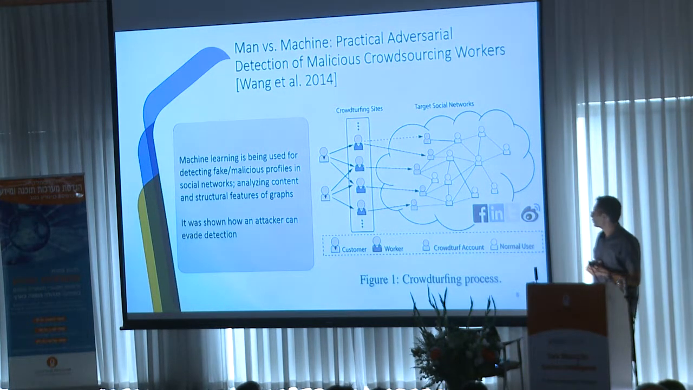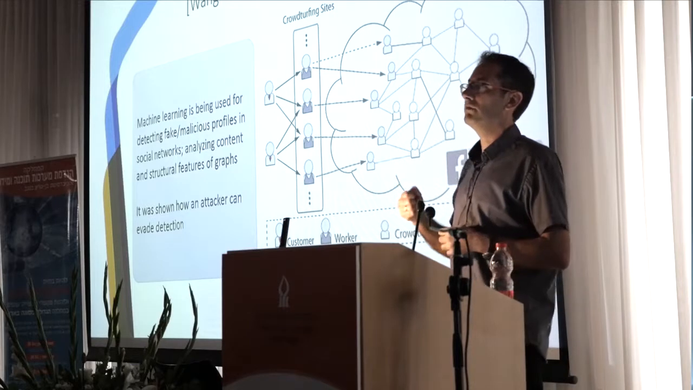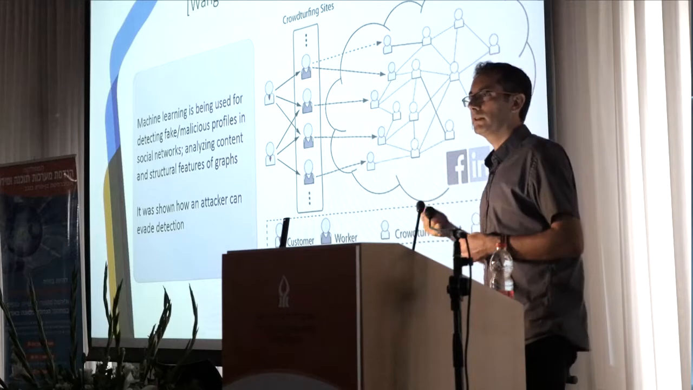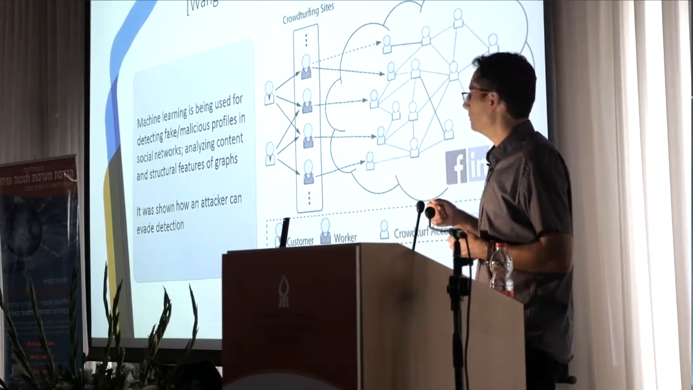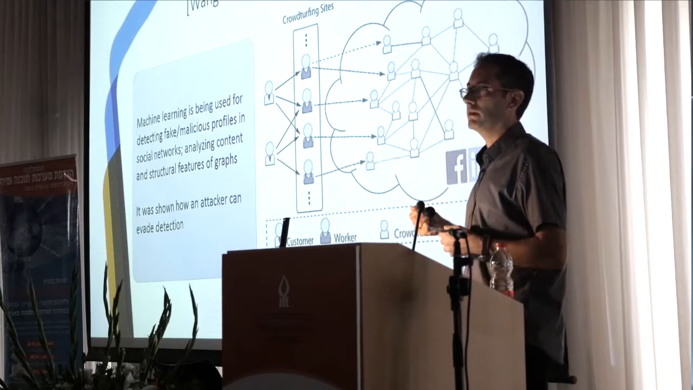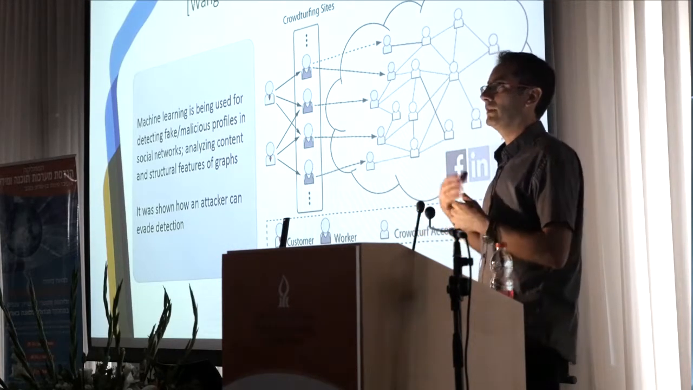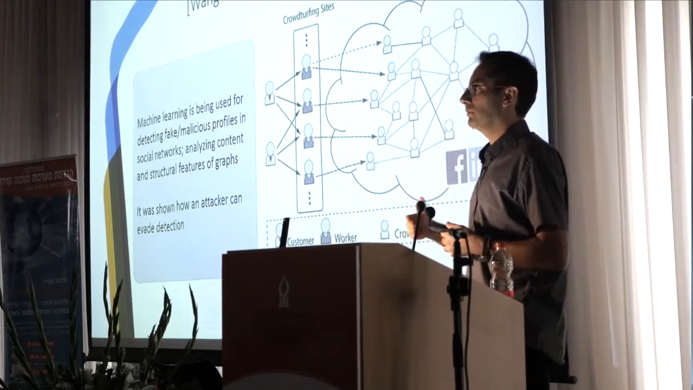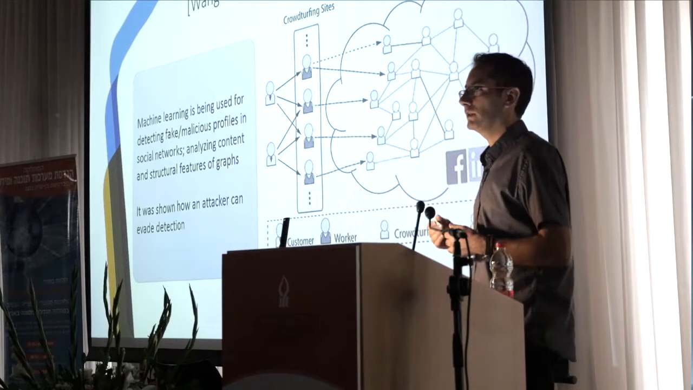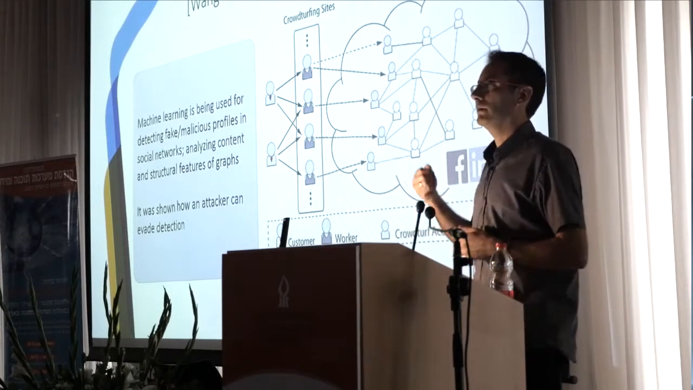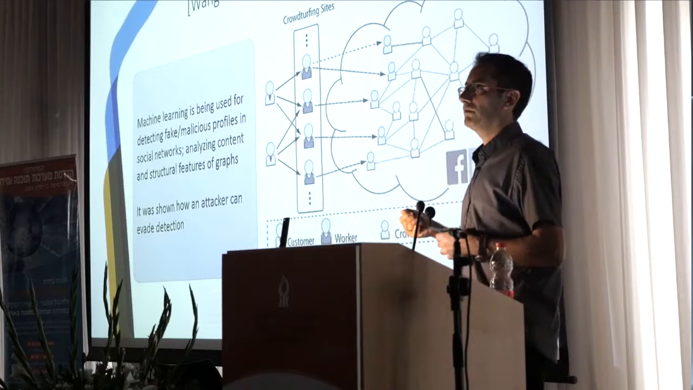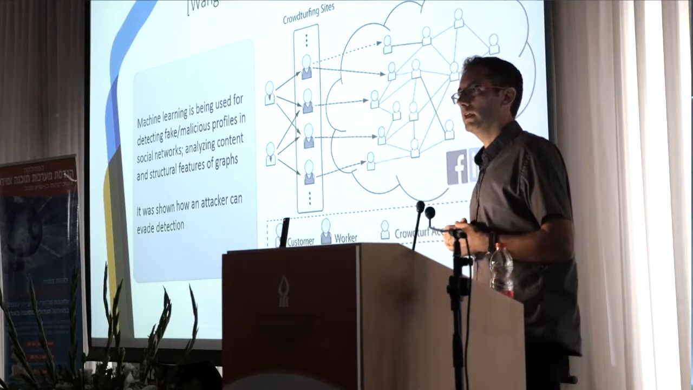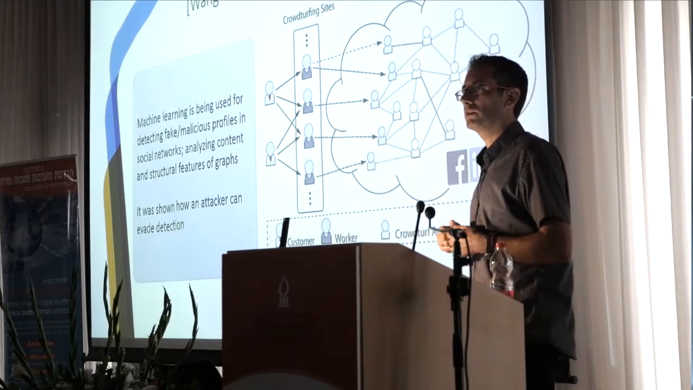In this research, it was shown that the behavior or the content of the crowd turfers can be manipulated so that they are able to evade those detection mechanisms. Even if I know that the machine learning system is collecting data now for training a model, the crowd turfers can inject their behavior in such a way that afterwards, when the model is trained, it will not detect the crowd turfers correctly.